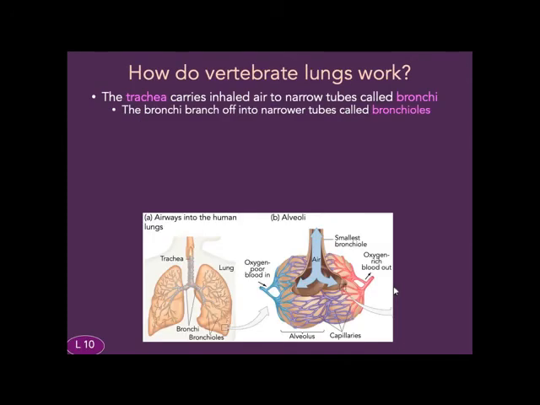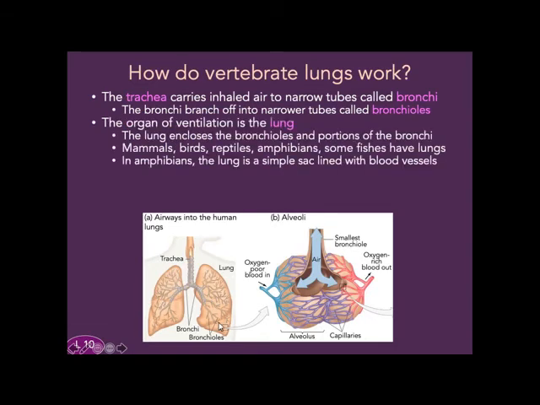All right, let's look at vertebrate lungs. So we have a trachea, this tube here, that carries inhaled air to narrower tubes called bronchi. So we have two bronchi going this way. And then the bronchi branch and branch and branch into narrower and narrower tubes called bronchioles. So each of these is a bronchiole.